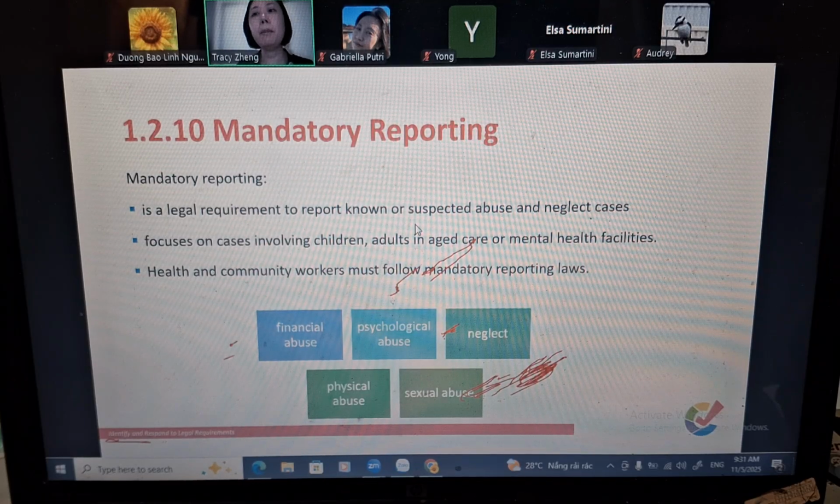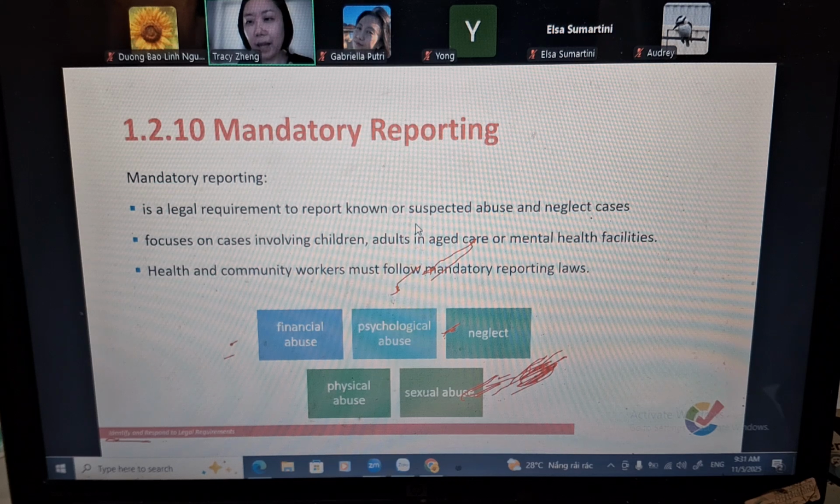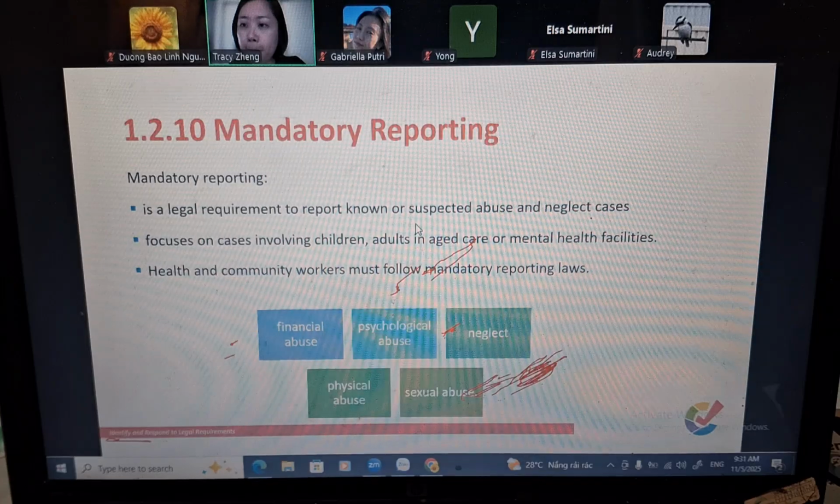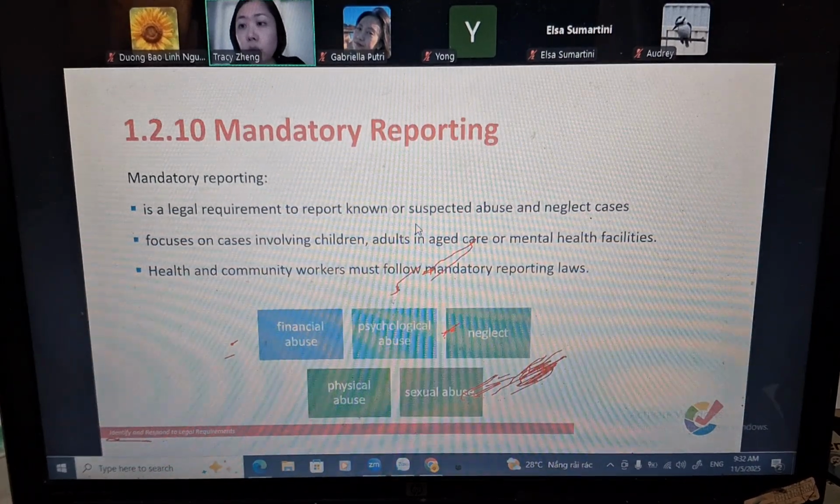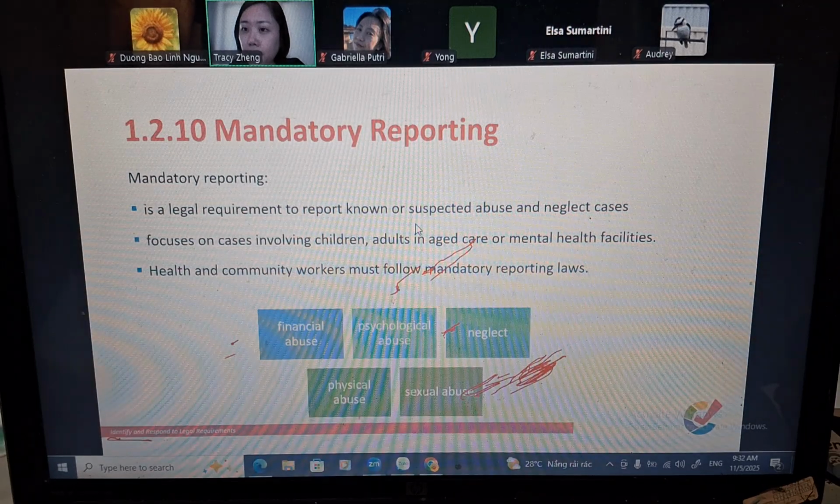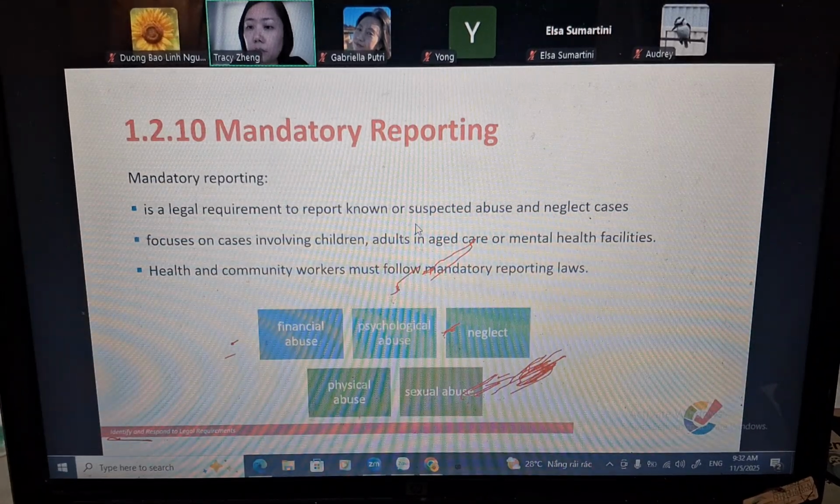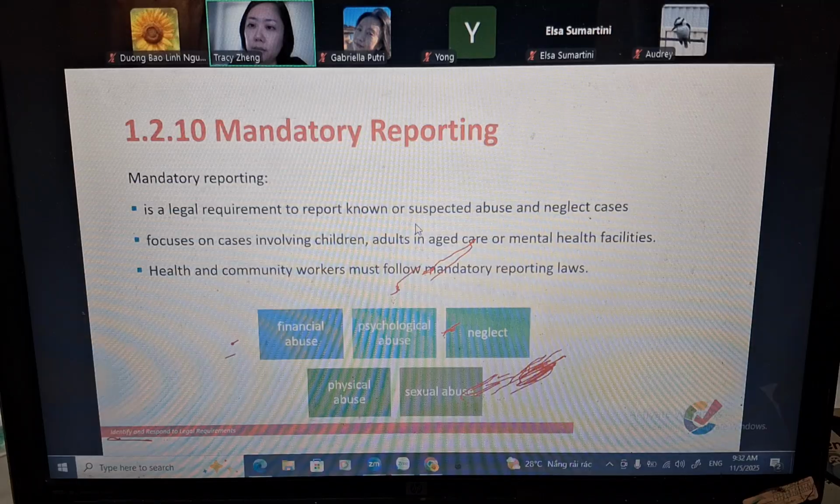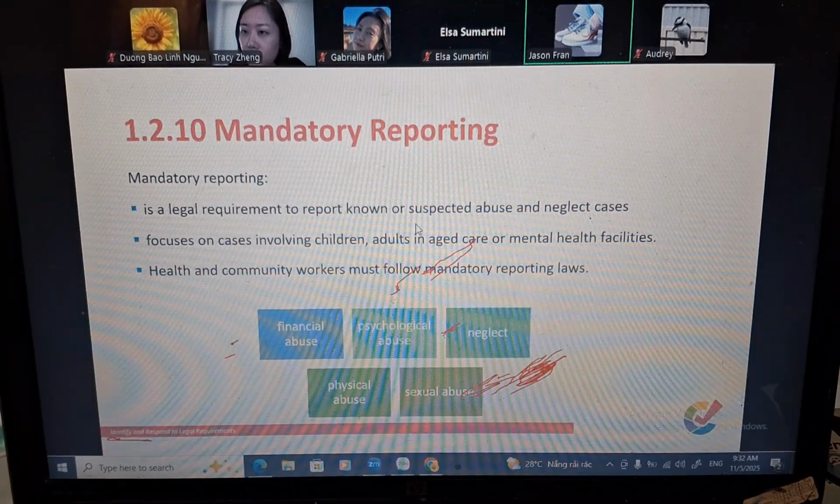Do you still remember what are the other cases that we also need to do mandatory reporting, except elder abuse or child abuse? Any other cases we must also report according to the law? Or when someone is about to kill the other.